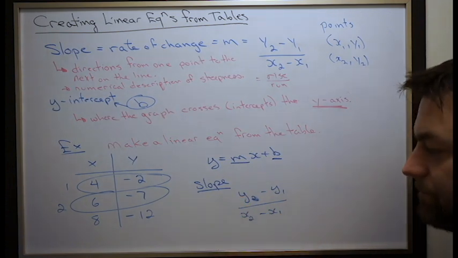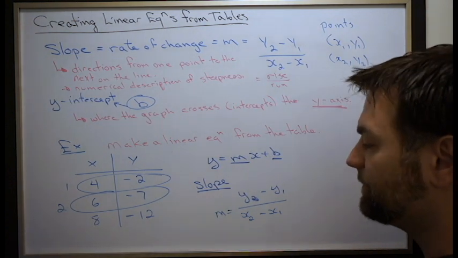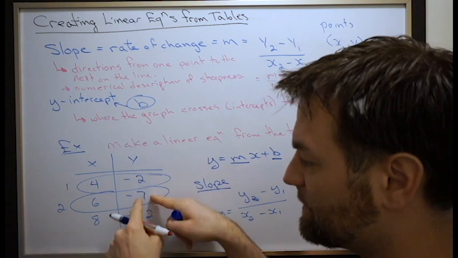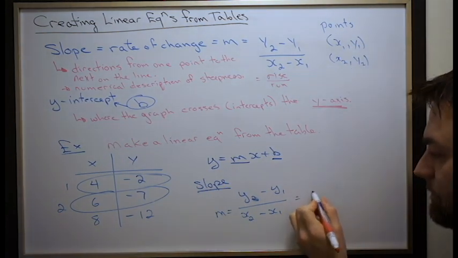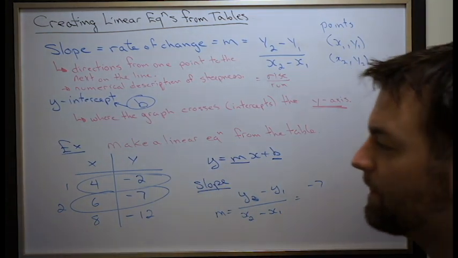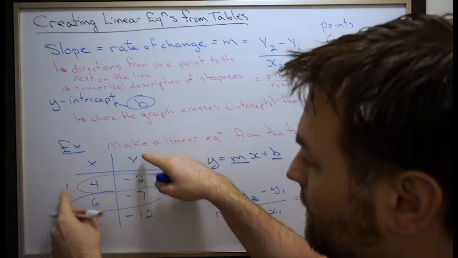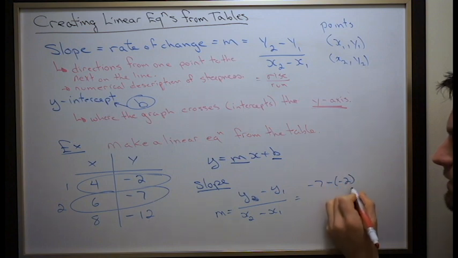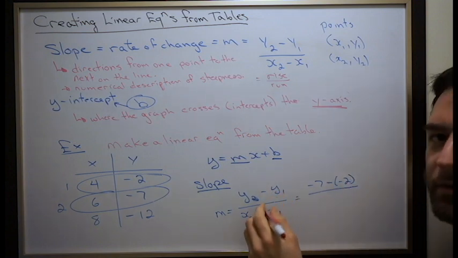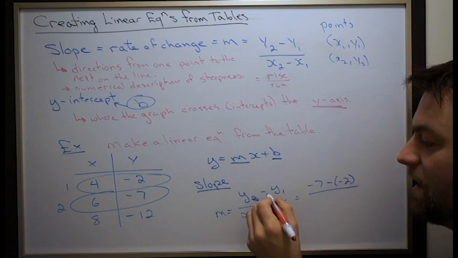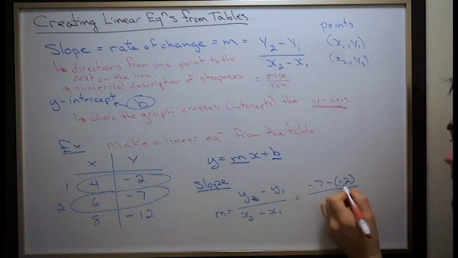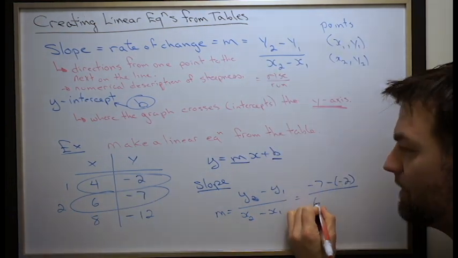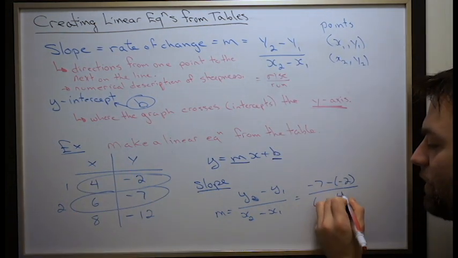Subbing these in. How do we sub these in? So m equals, well, y2 on the chart here is -7, and y1 is -2. So it's -7 minus -2. Notice this is a minus. This is one of the things that trips people up with this equation. That is a minus, so it is a double negative there. And then x2 is 6 minus x1, which is 4.